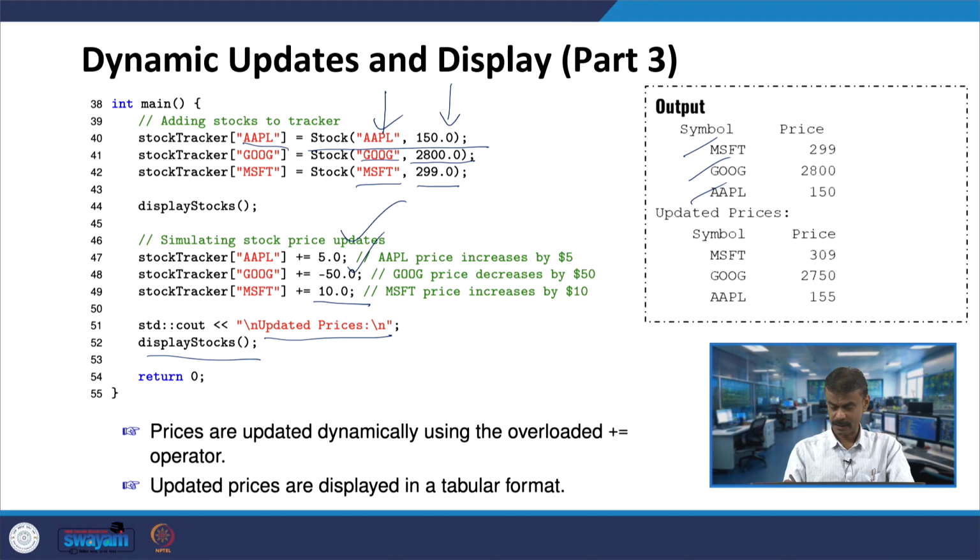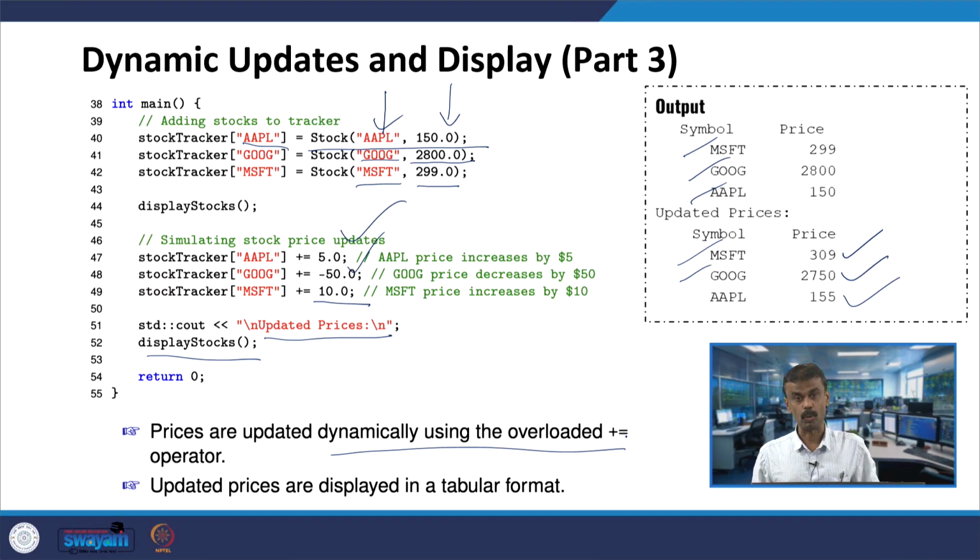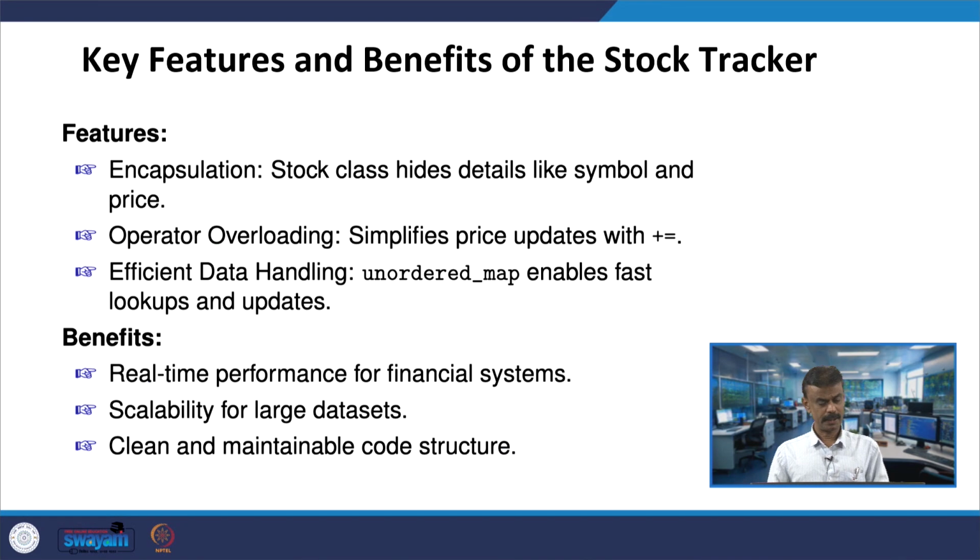Here, in fact, I did not say MSFT is nothing but Microsoft. So, for Microsoft there is a change, 299 plus 10 becomes 309, and Google 2750 and Apple 155. So, the prices are getting updated dynamically using the operator overloading plus equal to, and then you can see the updated prices displayed in table form. From the STL point of view we have used unordered map. Like this you can think, and you can solve several real world problems.